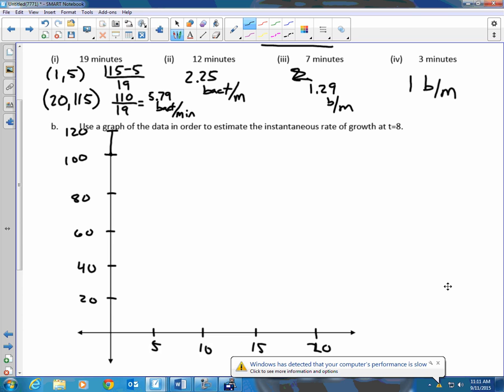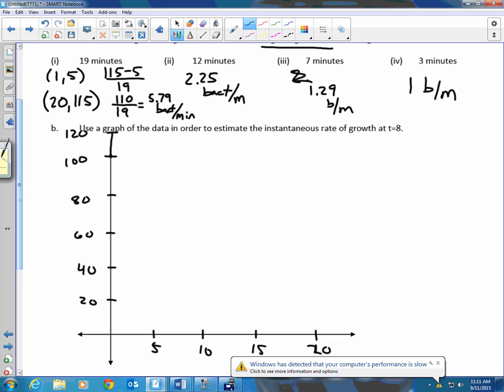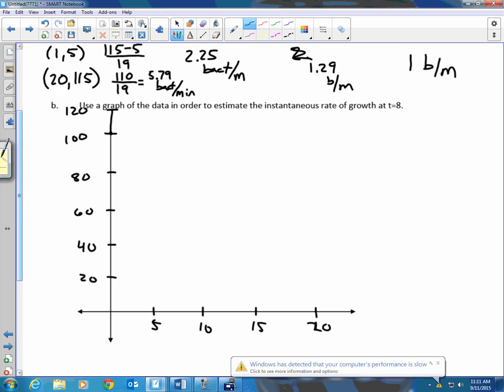That's what happens. So then it says use a graph of the data in order to estimate the instantaneous rate of growth at t equals 8. So this is, you won't like this about calculus, but sometimes there are what we call estimations. And there's estimations on the AP exam as well. And so I've just made a graph, and I'm going to do my best to estimate it. Your estimation might be different than mine, but we need to be okay with that.